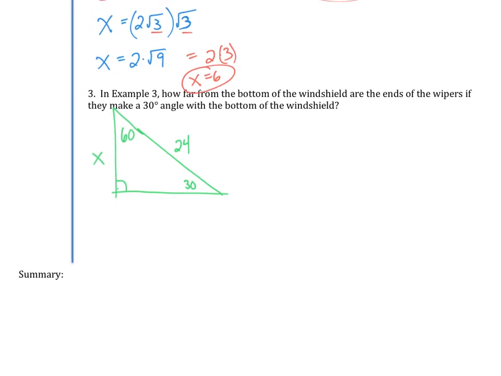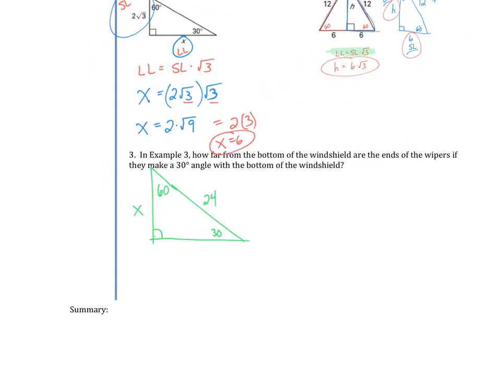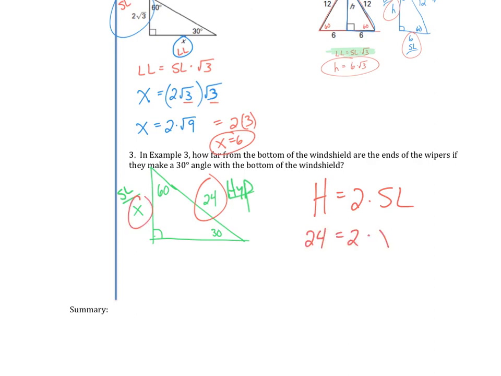So now above, remember example 3, this was the long leg. Now this is the short leg. And the hypotenuse is still 24. So we know the hypotenuse and we know the short leg. Our equation is hypotenuse equals 2 times the short leg. The hypotenuse is 24, and the short leg is x. So we end up with 24 equals 2 times x. How do you solve for x? We divide by 2. And we end up getting 12 equals x.